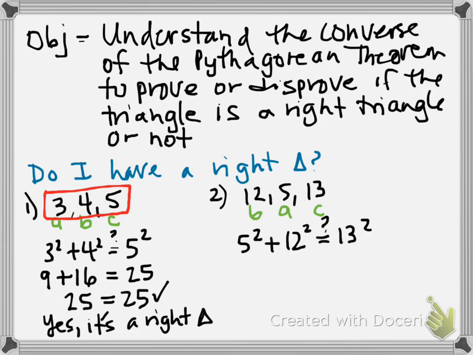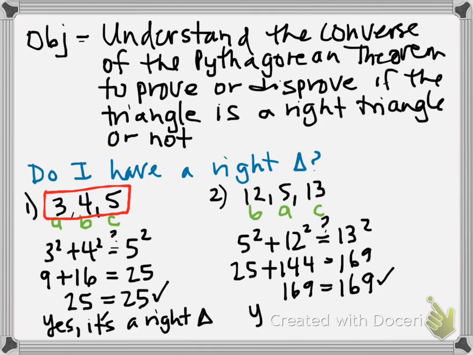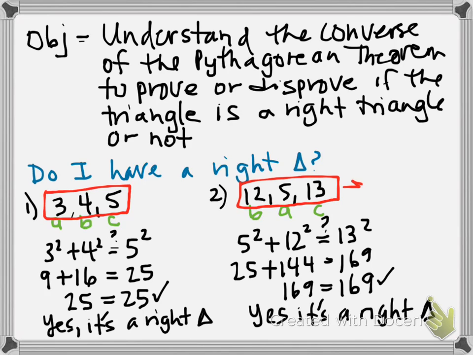Okay, well, what's 5 squared? 25. What's 12 squared? 144. What's 13 squared? 169. What's 25 plus 144? That's right. 169. So, does 169 equal 169? So guess what? Yes, it's a right triangle. Okay. And I'm going to box up that number as well, or that group of numbers. And I'm going to rewrite it in order from least to greatest. Okay?